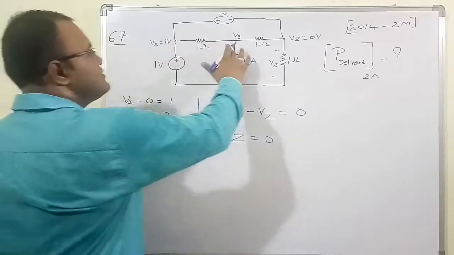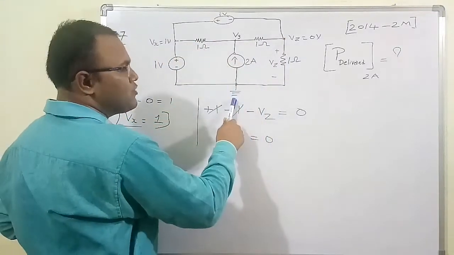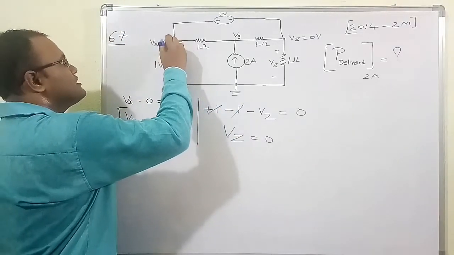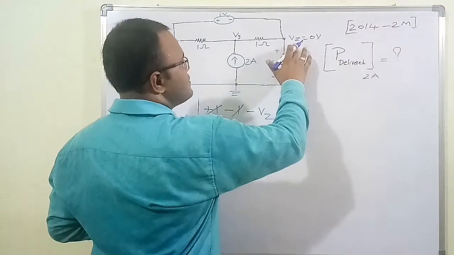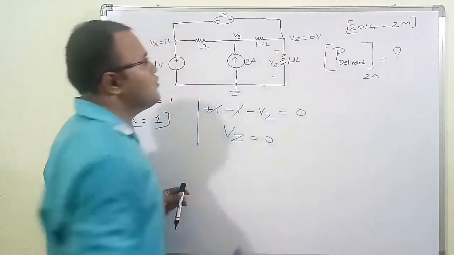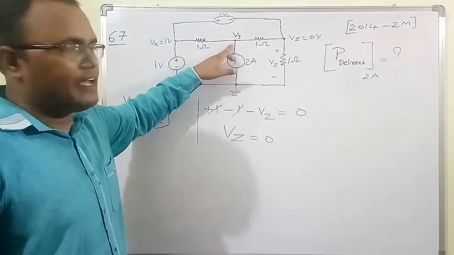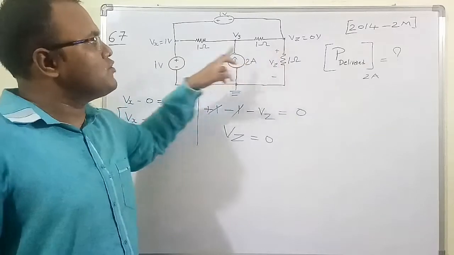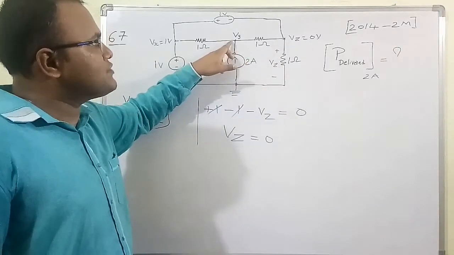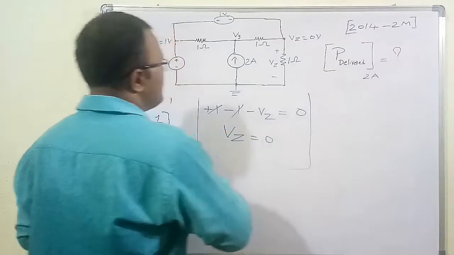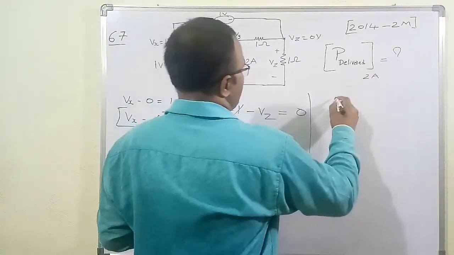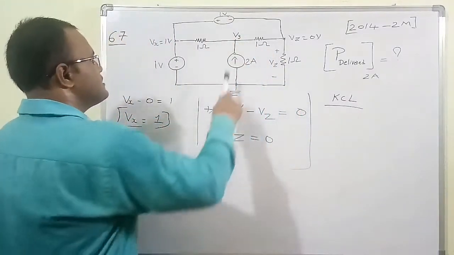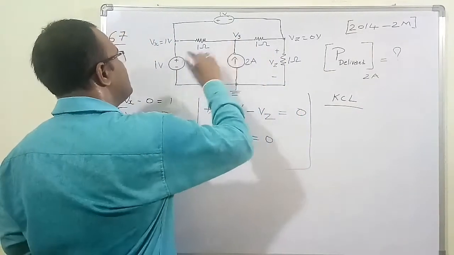So out of these 4 nodes, one node is taken as reference which is 0 volt, another node voltage is 1 volt, and the other node voltage is 0 volt. So the only unknown voltage now is Vy. Apart from Vy, we know all the node voltages. So we need to figure out the unknown voltage which is Vy. Now by nodal analysis, I am writing the KCL across this junction. Across this junction, I am assuming all the currents are leaving.